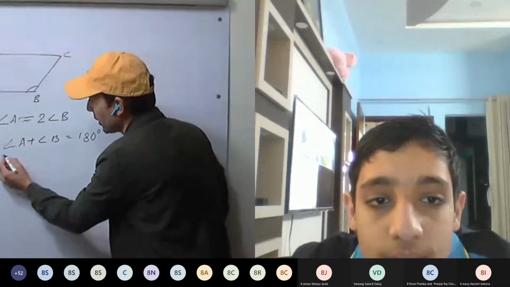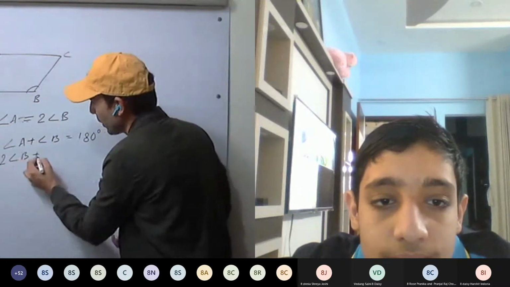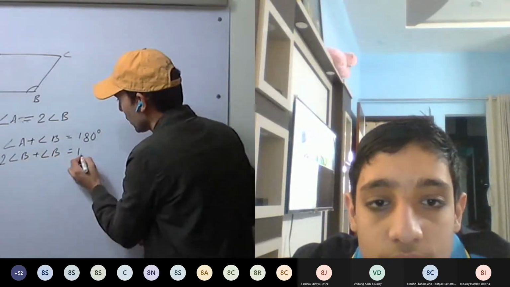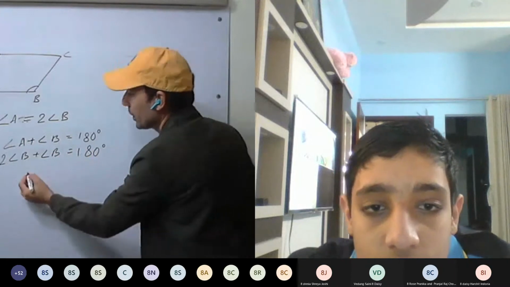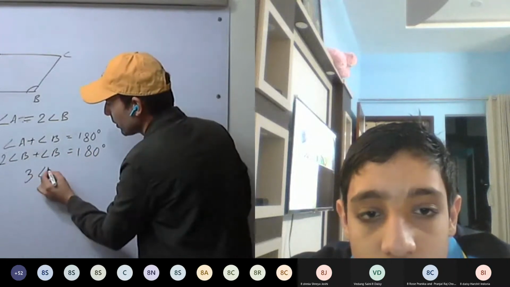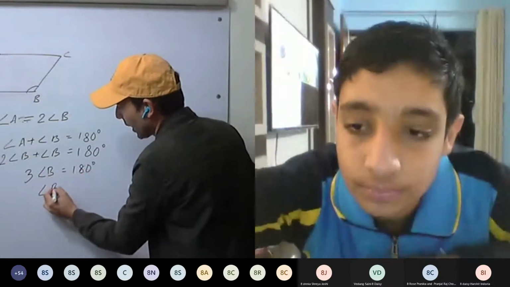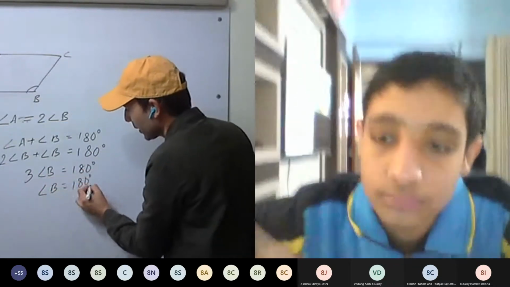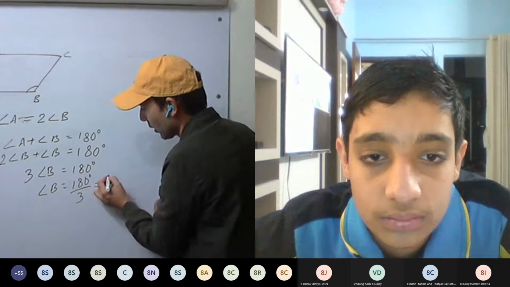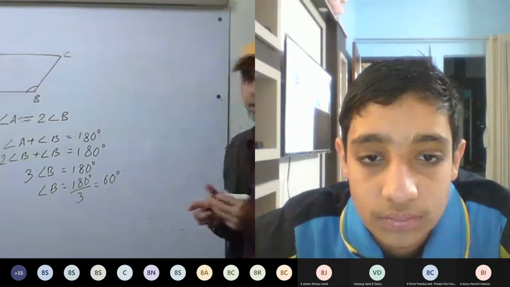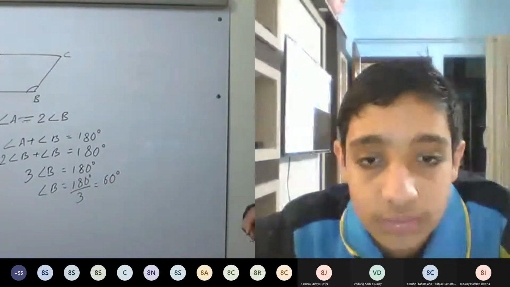So we can put the value of angle A. Twice the angle B plus angle B equal to 180 degrees. It will be thrice the angle B equal to 180 degrees. So angle B equal to 180 degrees divided by 3. It is how much? 60 degrees. Is this clear?